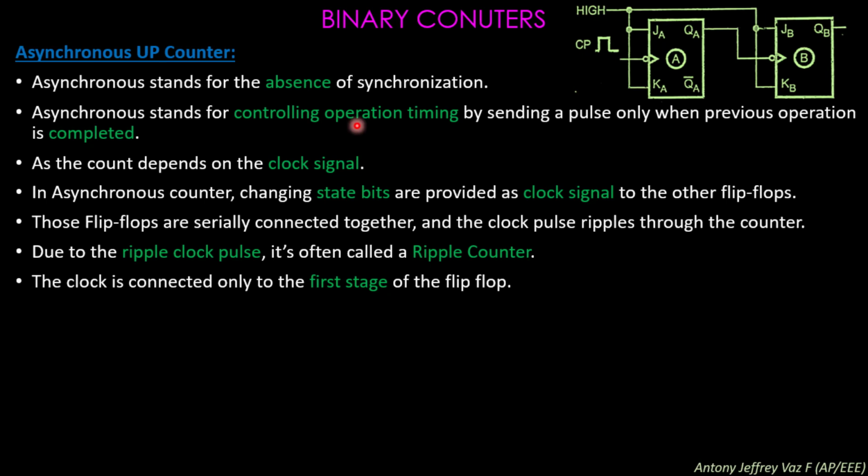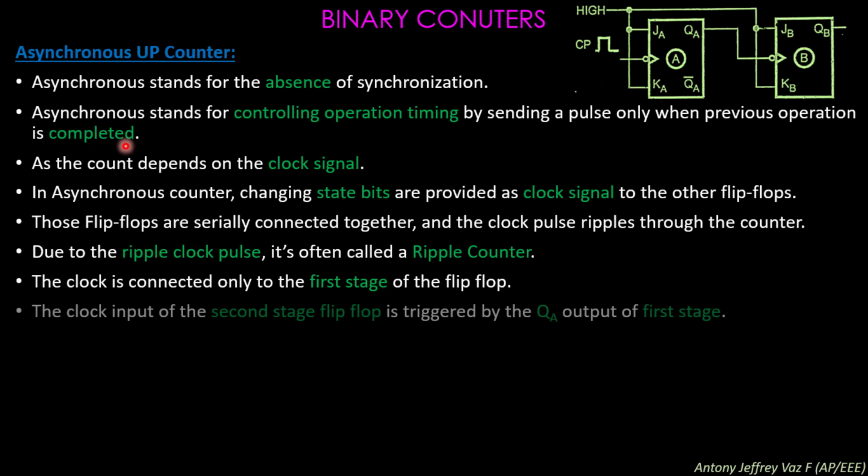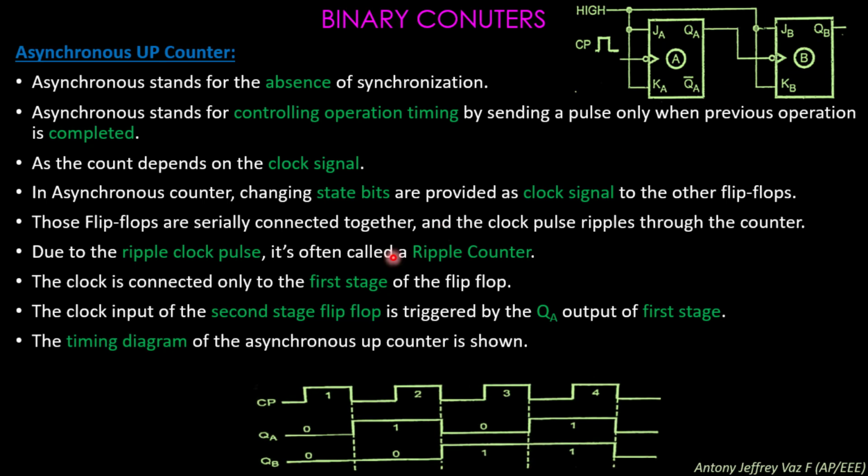So this is the controlling operation timing, and it can be used to synchronize the slow devices which are present in the circuitry. The clock input of the second stage flip-flop is triggered by the QA output of the first stage. This is the second stage flip-flop and this is the first stage flip-flop. The QA output from the first stage is used to trigger the clock of the second stage. And this is the timing diagram of the asynchronous up counter. You may see the same clock diagram is present, but the time duration of the clock pulse can be varied as per the requirement.